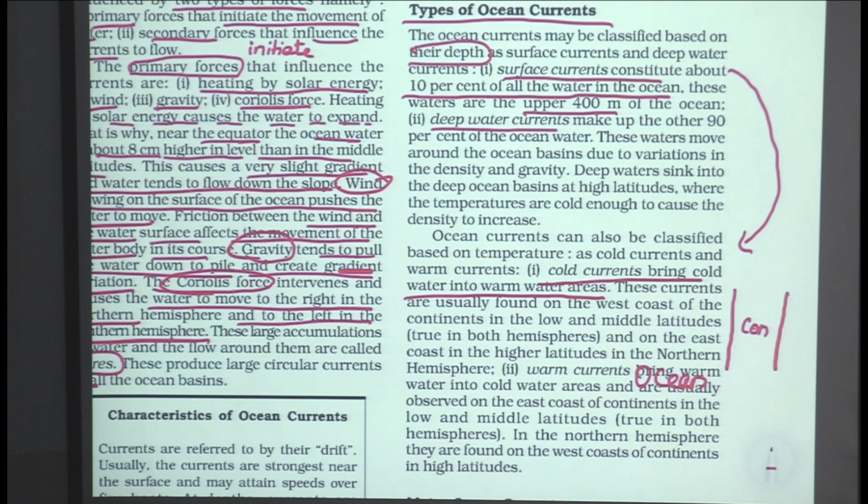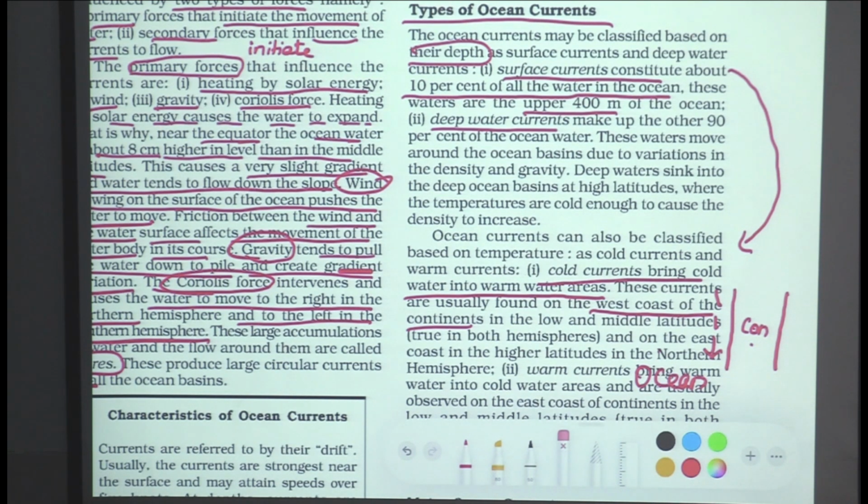Cold currents bring cold water into warmer area. These currents are usually found in the west coast of the continent. So if I am in the west coast of the continent, will I not be on the east coast of the ocean? This relativity has to be taken very cautiously. So there are two ways by which I can say where cold currents are.